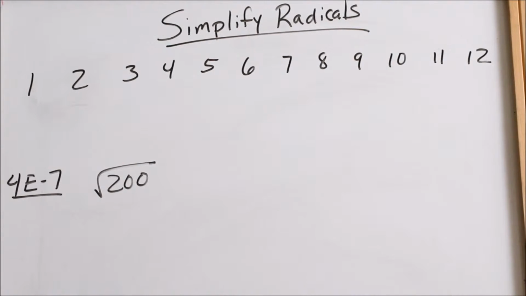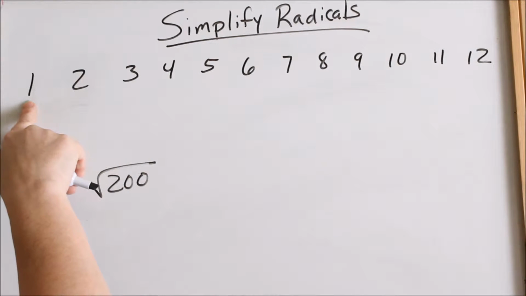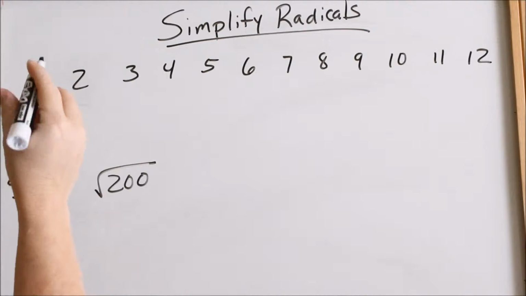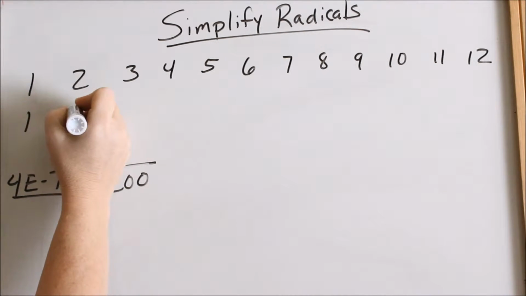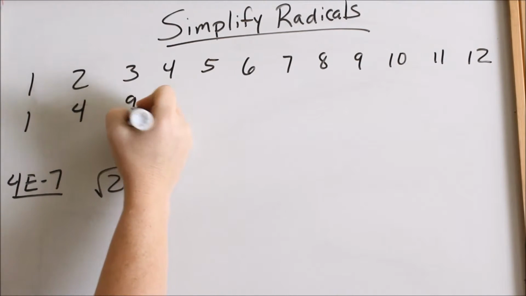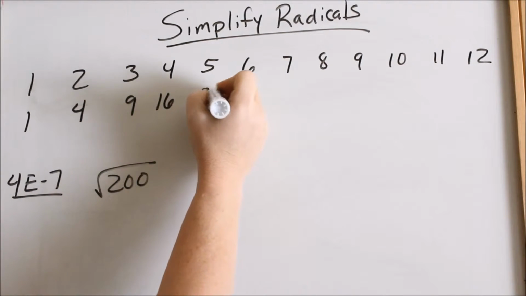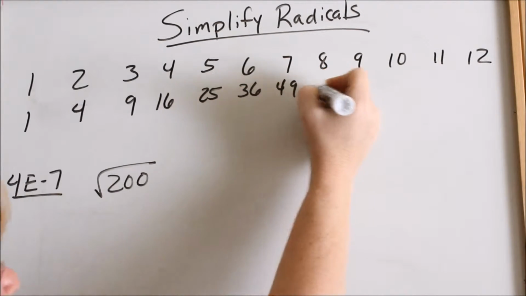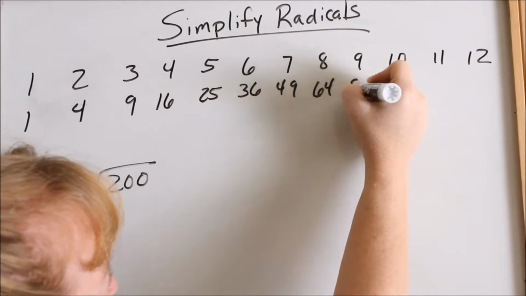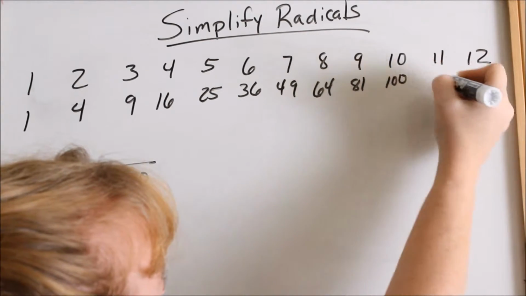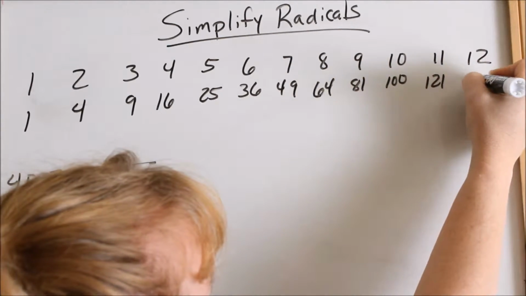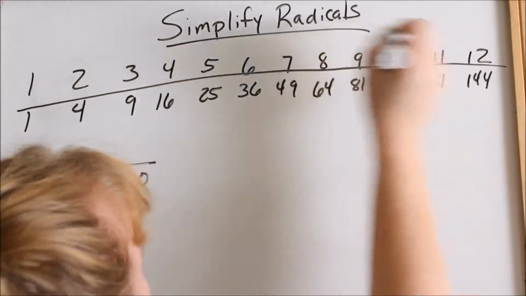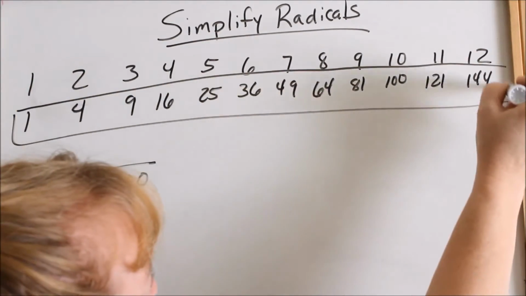Okay, we are simplifying radicals. If you look up here at the top, I have 1 through 12. I am going to square each one of these numbers. So I have 1, 2 squared is 4, 3 squared is 9, 16, 25, 6 squared is 36, 49, 64, 81, 100, 121, 144. Okay, so we're going to be concerned with these numbers in the box.